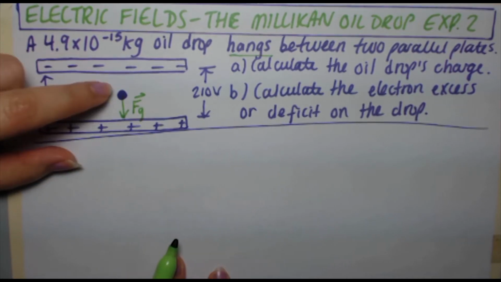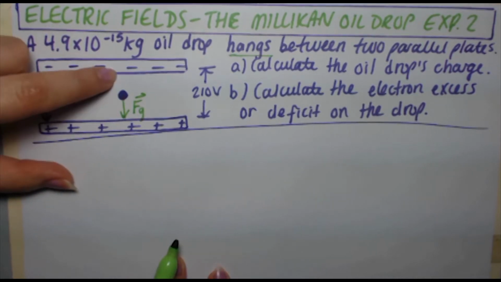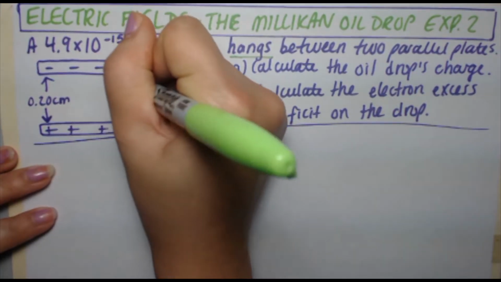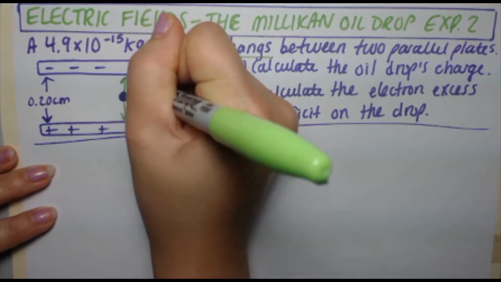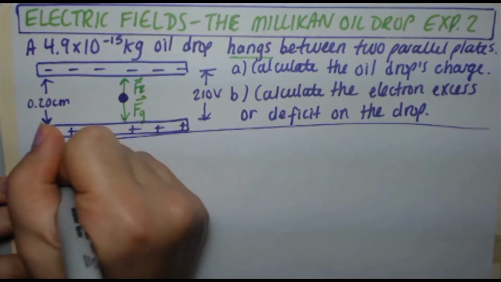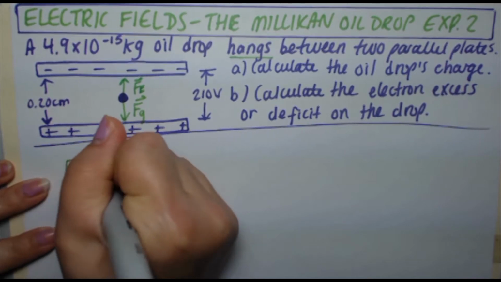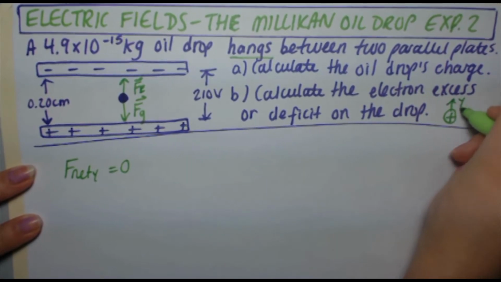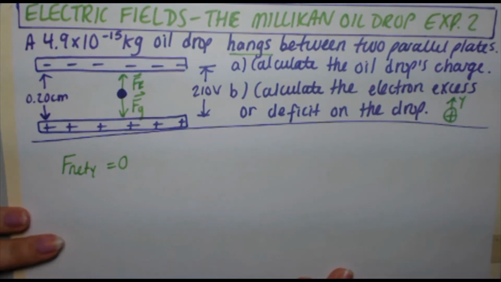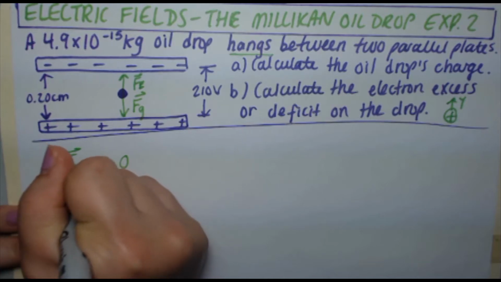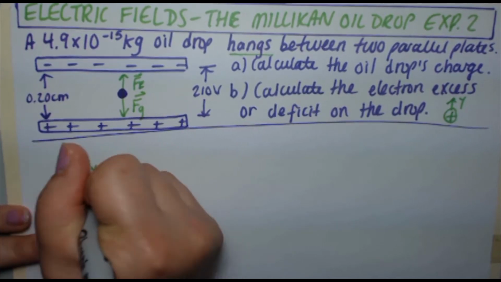That means there has to be another force going in the opposite direction with the same magnitude to counteract it so it doesn't move. In this case, it's going to be the electric force that goes in the other direction. So based on this, I can see that my net force in the y direction is 0. Let's let up be my positive y direction. F net y is 0. And based on our picture here, I've got my electric force and my force of gravity in the y direction.